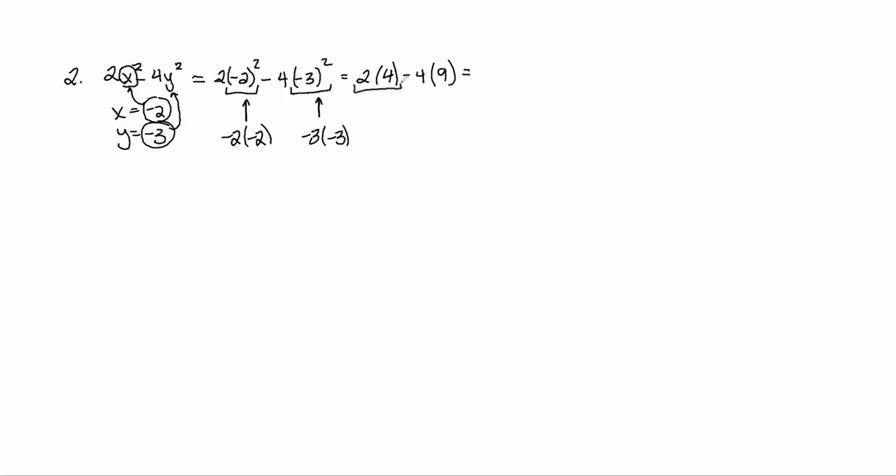And now we can go ahead and multiply these. So 2 times 4 is 8, minus 4 times 9 is 36. Subtraction, so add the opposite. And we can go ahead and subtract, take the sign of the larger number. If we subtract those, we get -28. All right, so big things there, just make sure you're putting your negatives in parentheses when you plug them in, and make sure that you evaluate your exponents before you multiply.